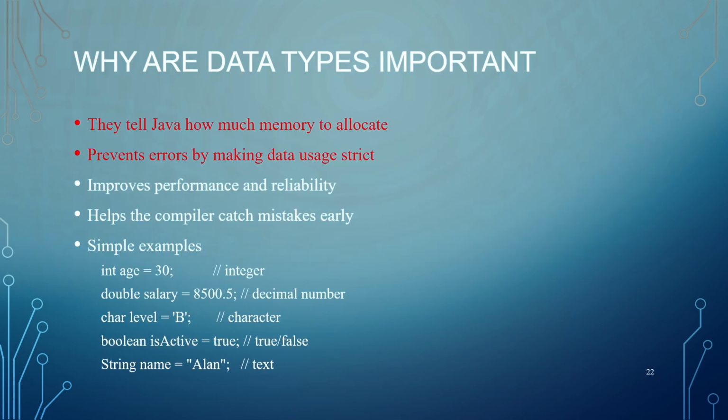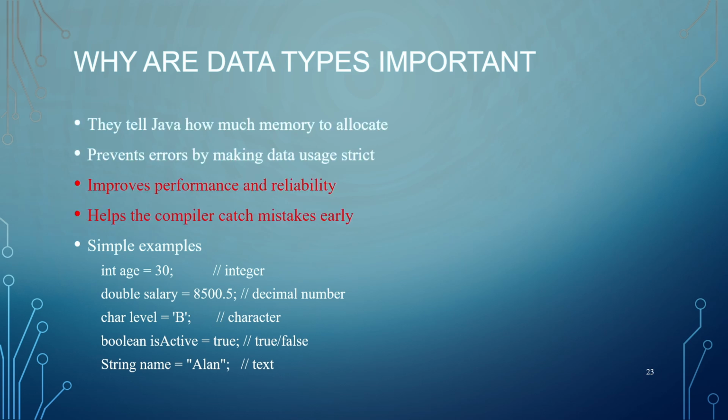Data types are important because they tell Java how much memory to allocate for each variable and how that data should be used. By defining strict data rules, data types help prevent many common programming errors. They also improve performance and reliability because Java can optimize memory usage and operations when the data type is known in advance. In addition, data types allow the compiler to catch mistakes early, such as assigning text to a numeric variable before the program even runs.